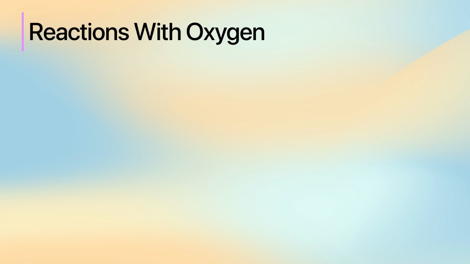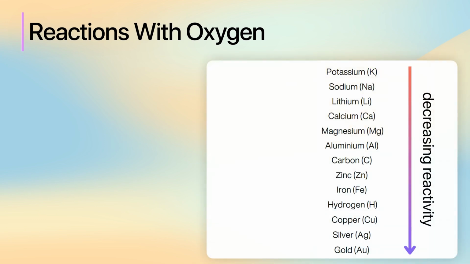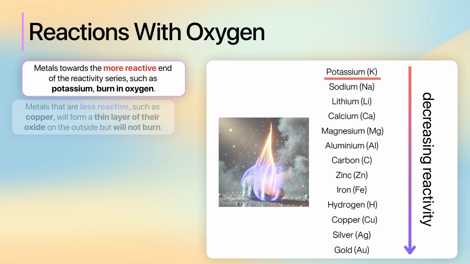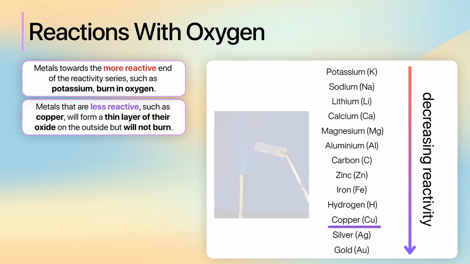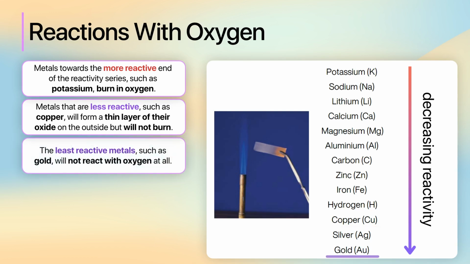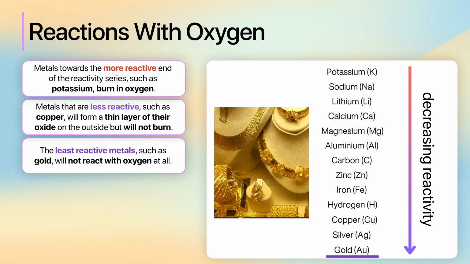Let's now examine how the reactivity series links with oxidation of metals. Metals towards the more reactive end of the reactivity series, such as potassium, burn in oxygen. Metals that are less reactive, such as copper, will form a thin layer of their oxide on the outside, but will not burn. The least reactive metals, such as gold, will not react with oxygen at all. That is why gold doesn't rust. Using those observations, you can qualitatively tell whether a metal is highly reactive, moderately reactive, or unreactive.